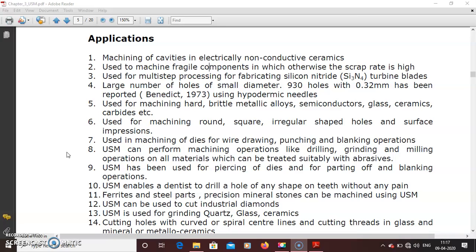But the condition is what? The material is suitable with the abrasive particle. Ultrasonic machining has been used for the piercing of dies and for parting off and blanking operations. USM can be used to cut industrial diamond. It is also used for grinding quartz, which is a very hard material, glass and ceramic.